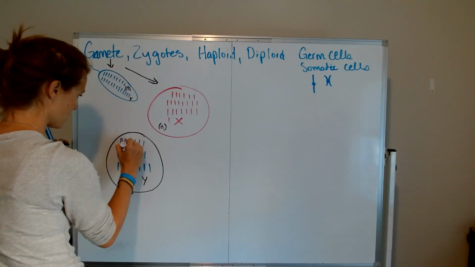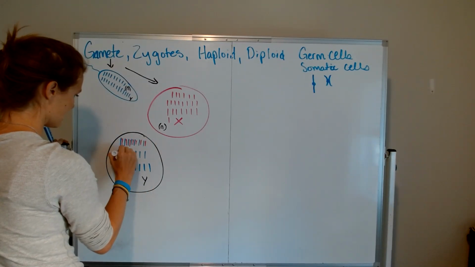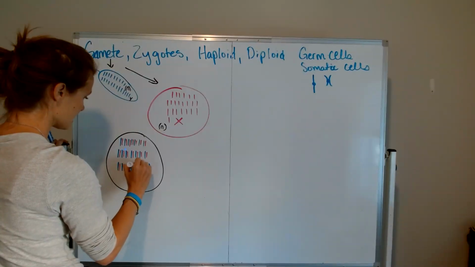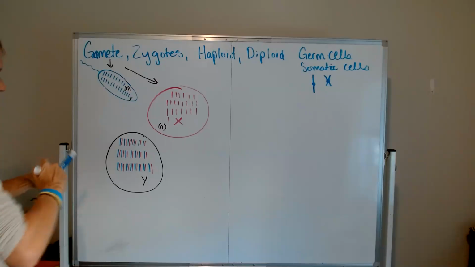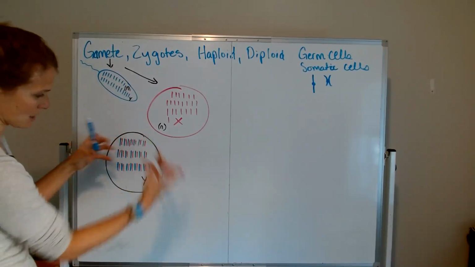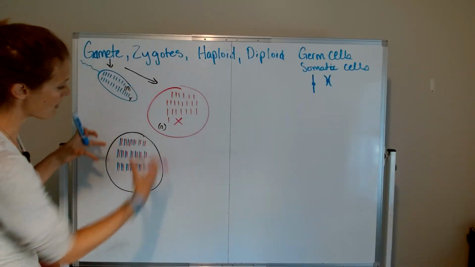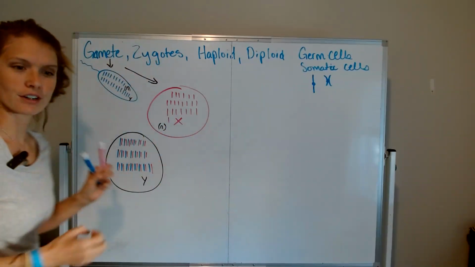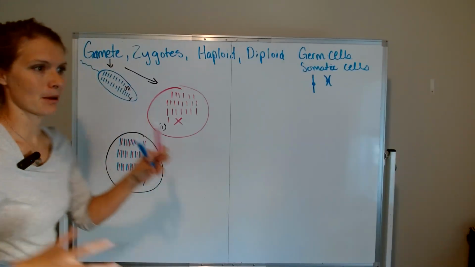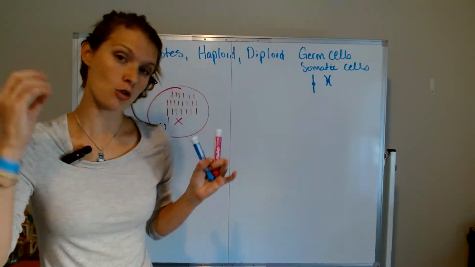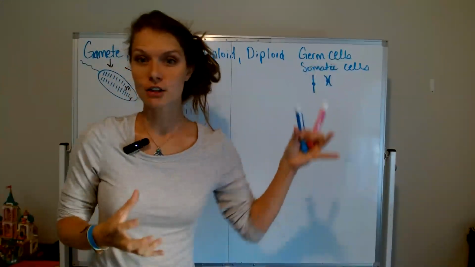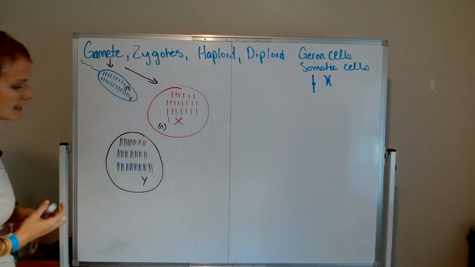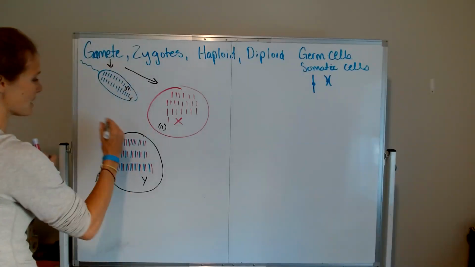1, 2, 3, up to 22. Okay, so we have 22 pairs of these chromosomes, and they're homologous chromosomes. So the short ones are with the short ones, the long ones are with the long ones, and they each have different alleles. They code for the same thing, but the code might be a little bit different for each. Like the code might be green from mom and the code might be brown from dad, which we talked about last time. Okay, so now this cell is termed a zygote.